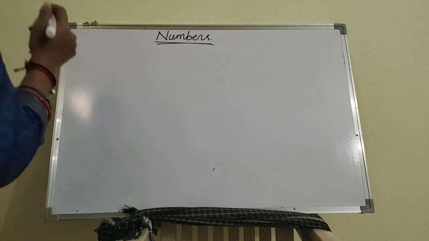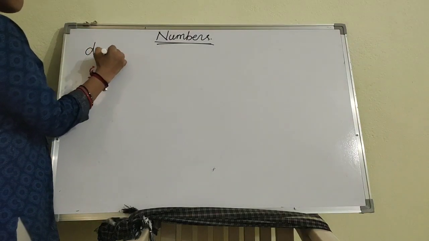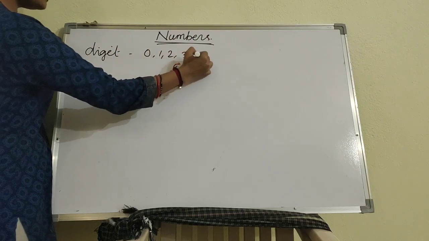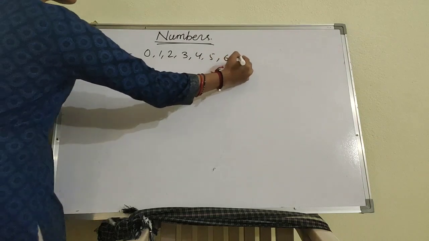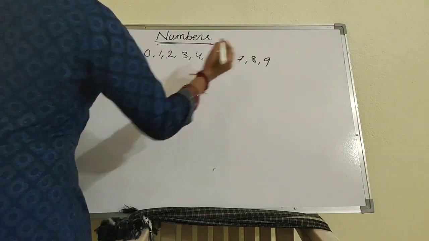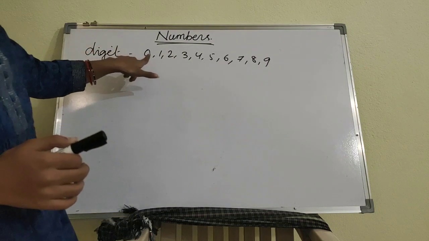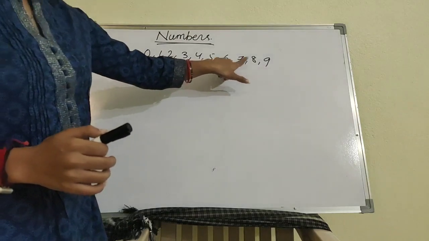So what is a digit? 0, 1, 2, 3, 4, 5, 6, 7, 8 and 9. In mathematics there are 10 digits and those are 0, 1, 2, 3, 4, 5, 6, 7, 8, 9.